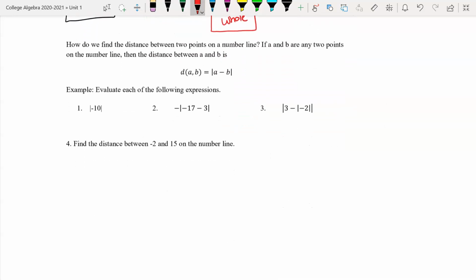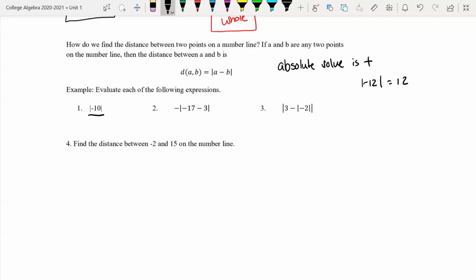Lastly, we have absolute values. So how do we find the distance between 2 points on a number line? If A and B are any 2 points on the number line, then the distance between A and B is, you subtract A minus B and you solve it. Remember, absolute value is always positive. All right, so I'm going to write that out to the side. On the inside. So like if I had -12, that's a positive 12. That's the distance.